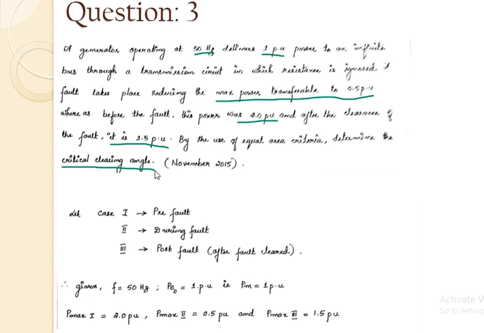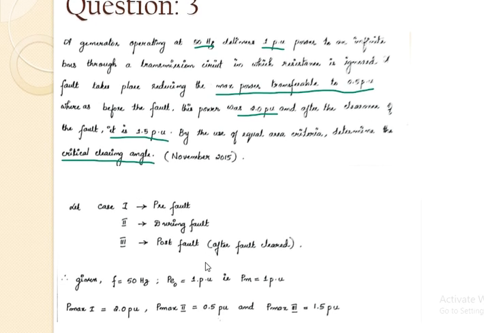Okay. Now if we clearly observe this question, it is clear that there are three cases. One is the situation just before the fault, one is the case during the fault, and another is the case after the fault. So let's start the problem by assuming three cases. Case 1, pre-fault, just before the occurrence of the fault. Case 2, during fault, while the fault is occurring. Case 3, post-fault, what happens once the fault is cleared.